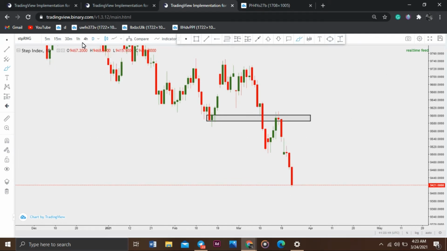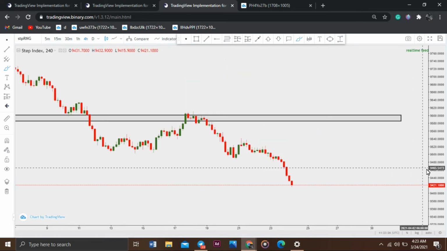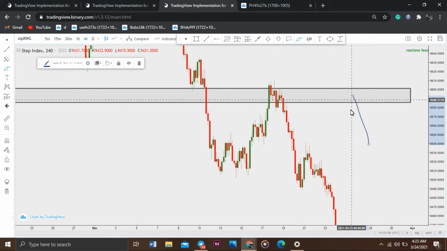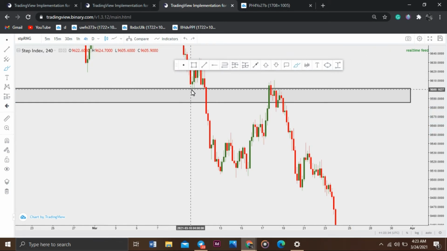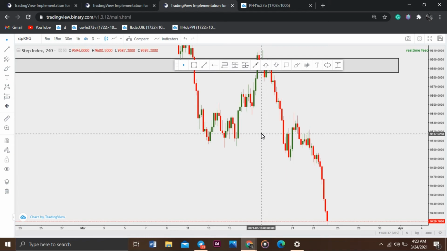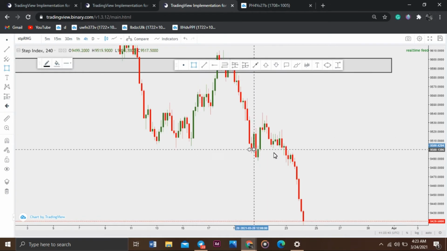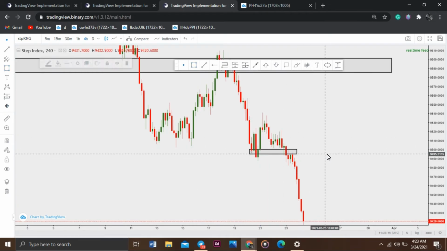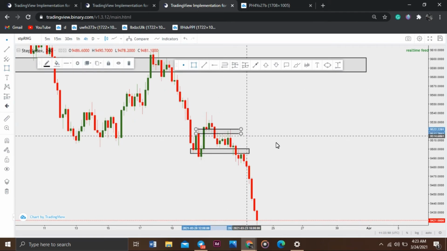I'll just be patient and see how price is going to play out in the long run on Step Index. The move that I missed out on Step Index, because I wasn't on my screen, was this move right here. When price got to this peak level, price was stuck at this zone right here.